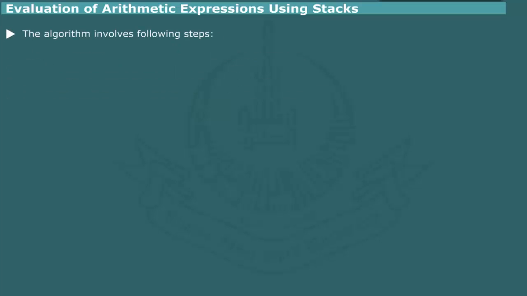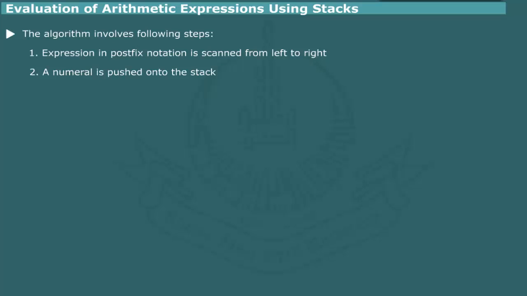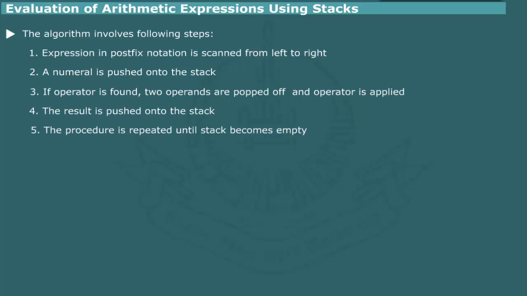The algorithm for computation involves following steps. Number 1. The arithmetic expression in postfix notation is scanned from left to right. Number 2. If a numeral is encountered, it is pushed onto the stack. Number 3. If an operator is encountered, two operands are popped off the stack and the current operator is applied to the operands. Number 4. The result is pushed onto the stack.